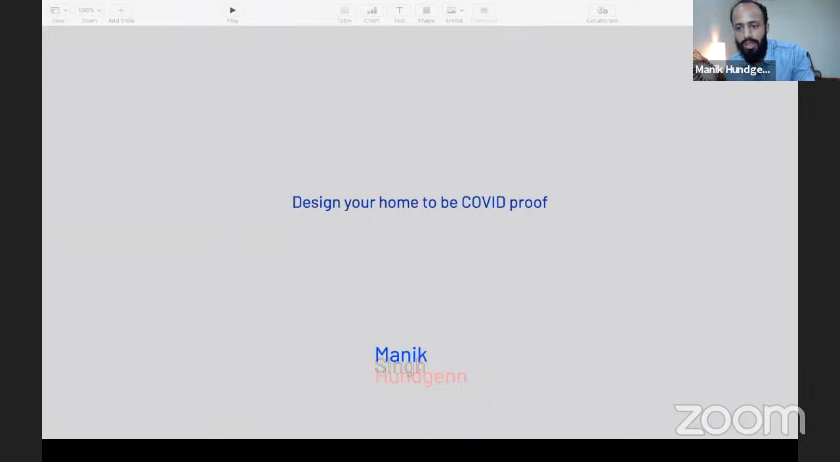While we are all staying at home and COVID has become a big challenge for us, just use this method that we have discussed today, and take your home as the use case. That's easiest because it's accessible. You will get to know how people respond to interventions and how difficult it could be to change behavior. So design your home to be COVID proof.